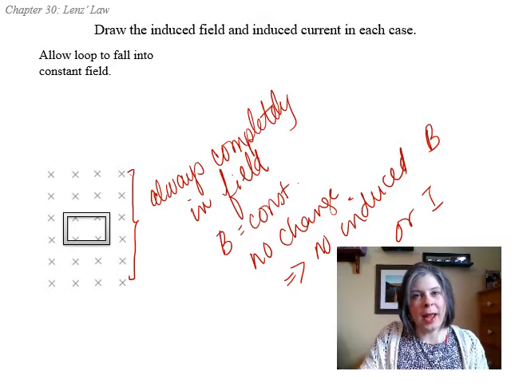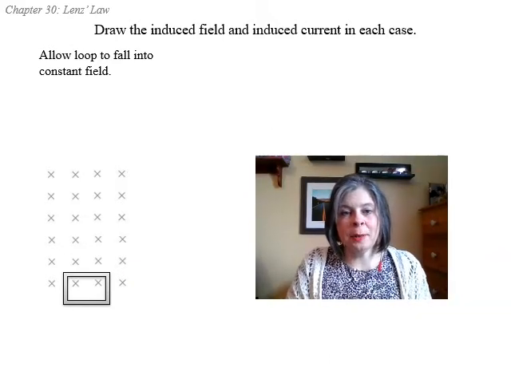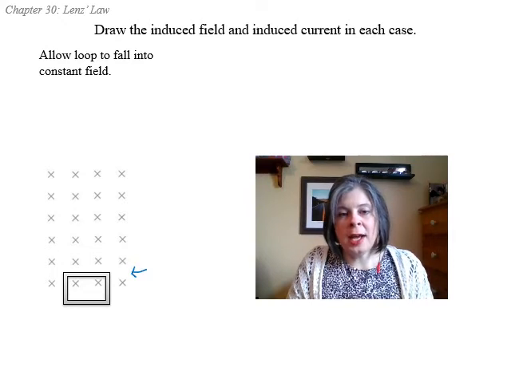Next question is what happens as the bottom edge reaches the bottom part of the field and it starts to leave the field. Almost done with this example now. So now the top edge is still in the field. Bottom edge is out of the field.